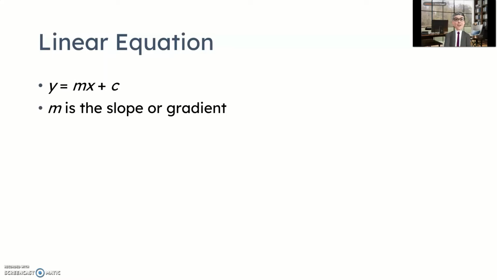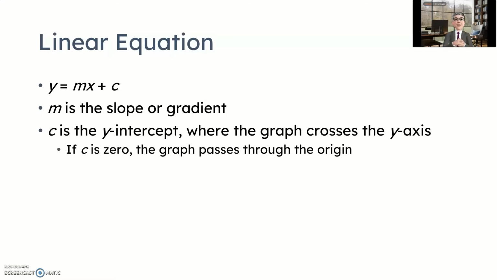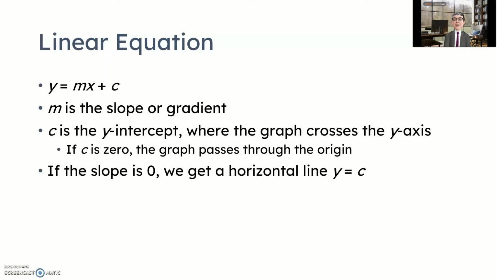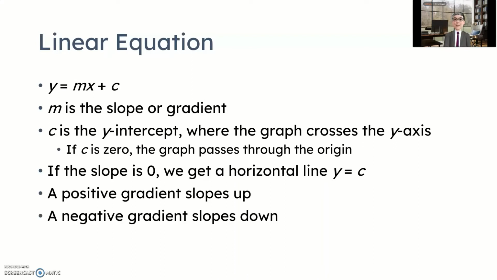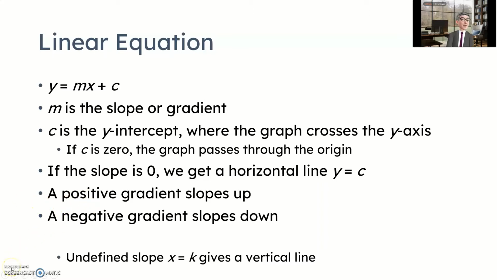M is the slope or the gradient. C is the y-intercept, where the graph crosses the y-axis, and if c is 0, the graph passes through the origin, like the price of apples. If the slope is 0, we get a horizontal line, y equals c, and a positive gradient slopes up and a negative gradient slopes down. It is also possible to deal with an undefined slope. X equals k gives a vertical line, but that's not so important at all.